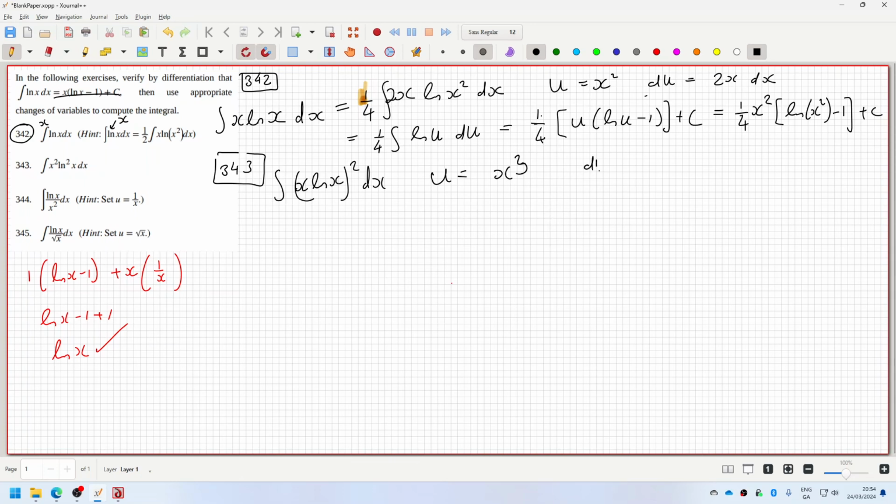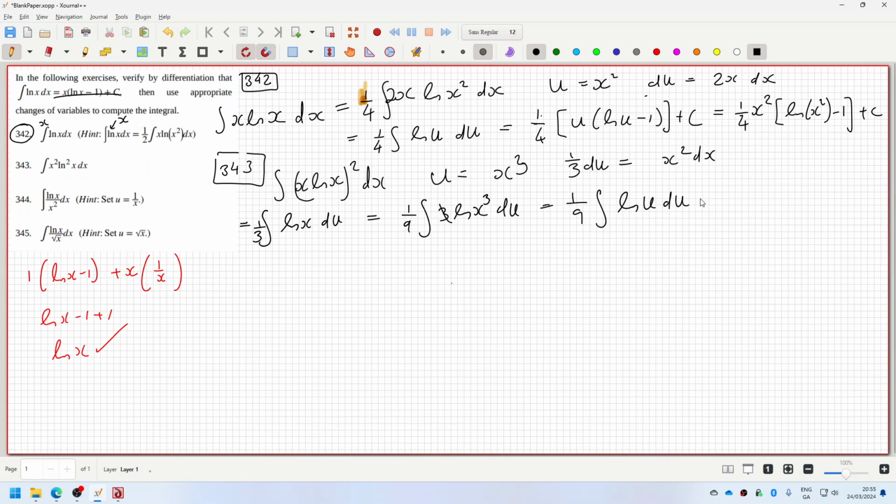Maybe. So then du would equal 3x squared dx. So 1/3 du would equal x squared dx. So this would become the integration. X squared dx would become 1/3 log x du. And that would be 1/9 integration of 3 log x du. I can bring the 3 to the power. So 1/9 integration log u du.